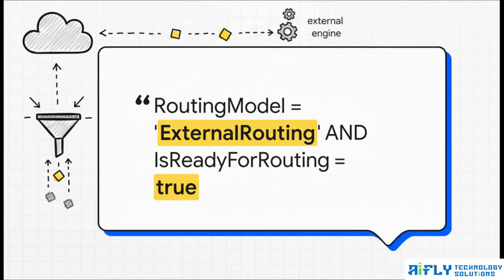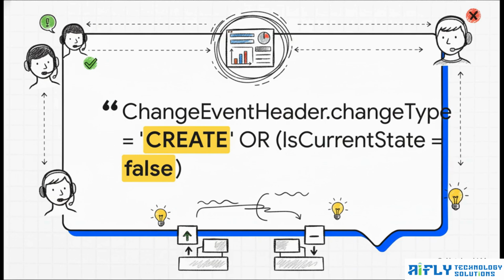And it's the same idea for tracking your agents. You need an efficient filter. This one is pretty clever, actually. It pings you when a new presence record is created. That's an agent logging in or changing their status. But it also pings you when a status is no longer current, which is what happens when they log out. So you always have a perfect, real-time snapshot of who's available with none of the extra noise.